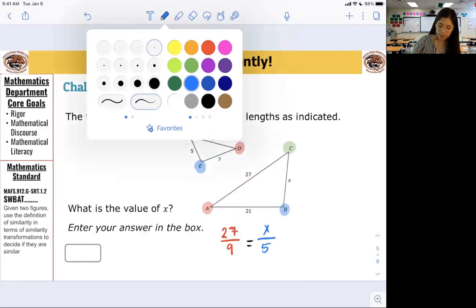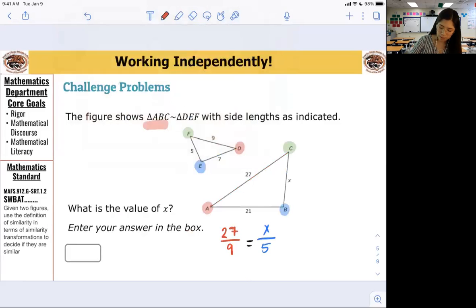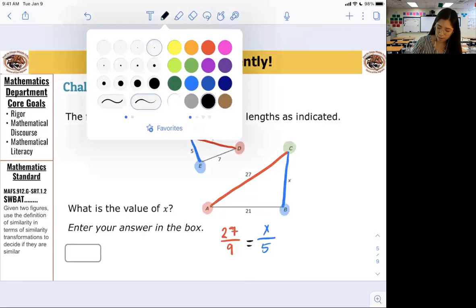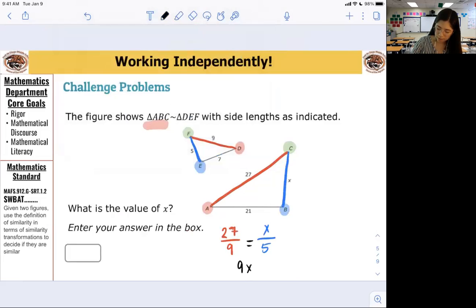So of course, 27 is AC, so that matches with DE, DF, I mean. And then X is CB, so that matches with FE. Okay, now we can go ahead and solve. Cross multiply: 9x equals 27 times 5, which is 135. Divide both sides by 9, what do I get? 15, good.